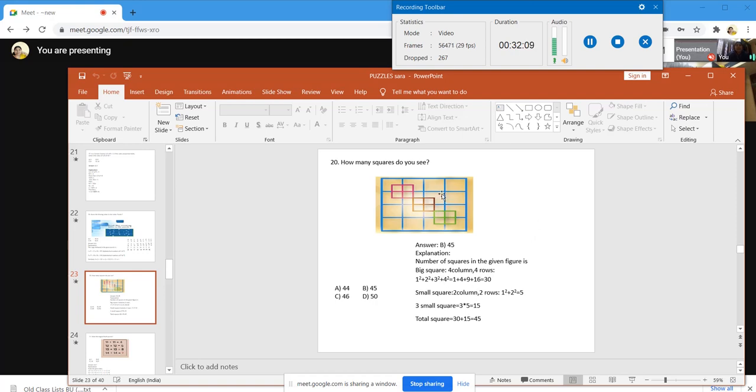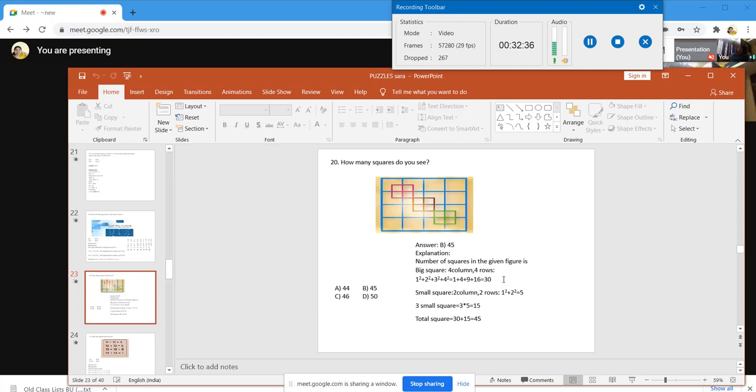For example, in the first one, to find the number of squares in the given figure, first consider the big square with 4 rows and 4 columns. We have to write the sum of squares till 4: 1 square plus 2 square plus 3 square plus 4 square. When you add all this, it is 30. So totally 30 squares in the big one.